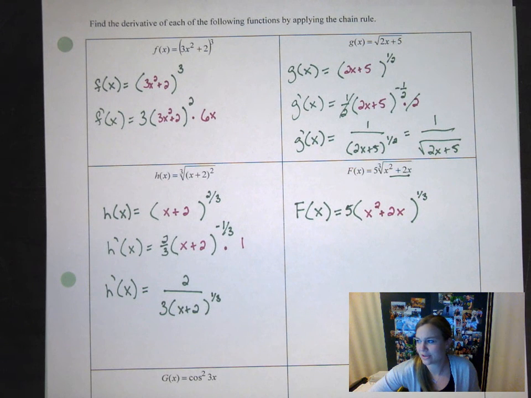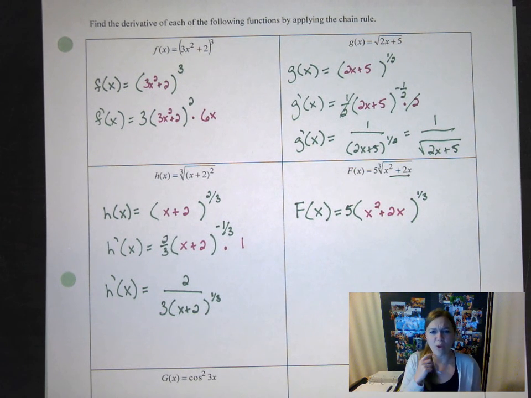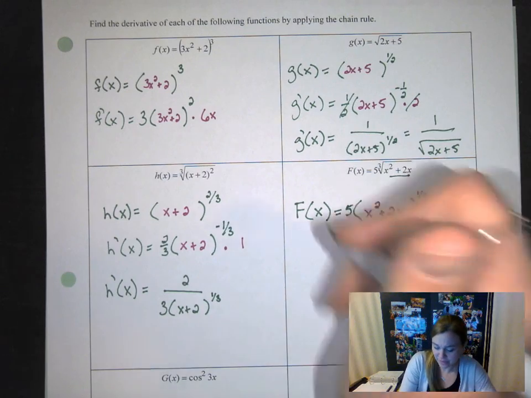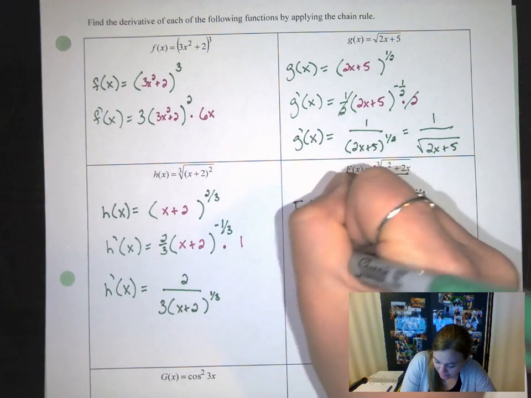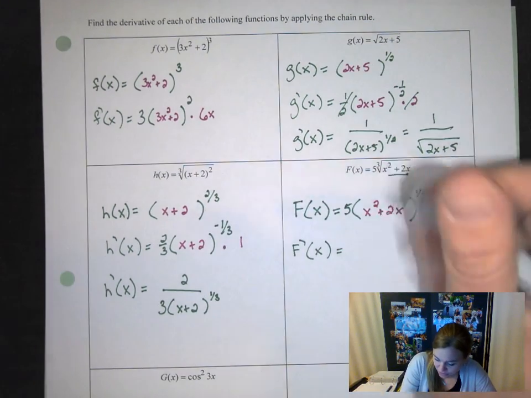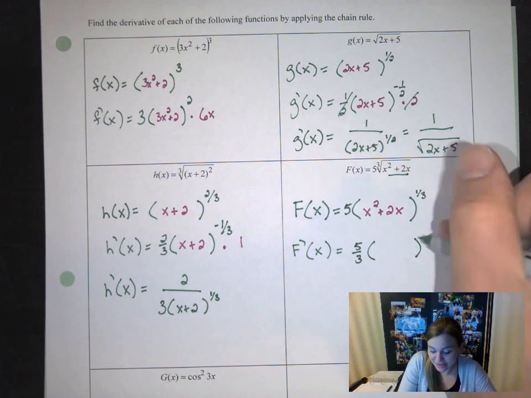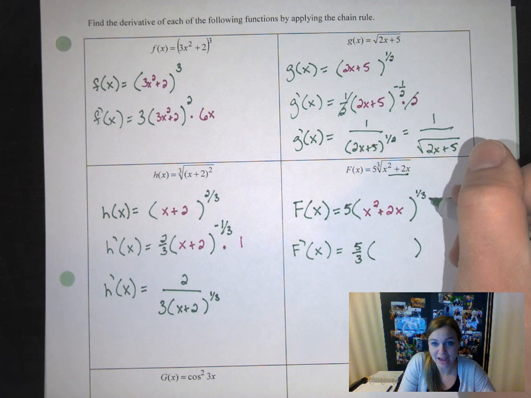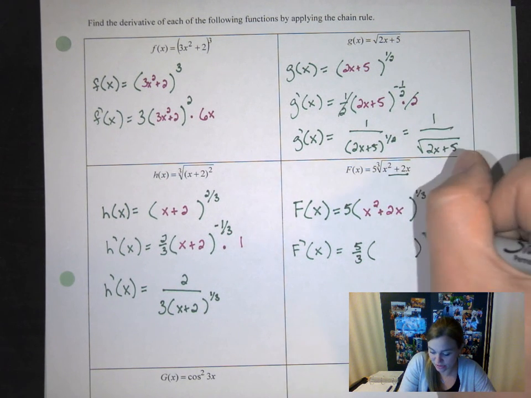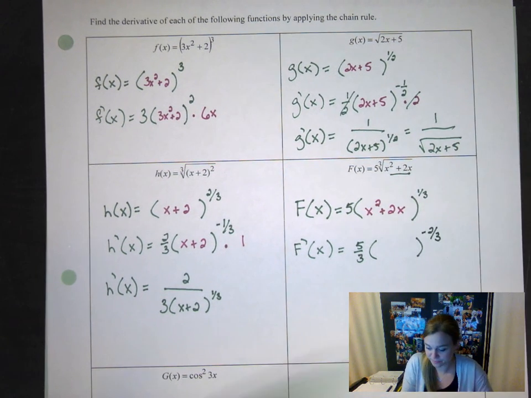My sound isn't working. Nope. Wow. I'm just going to make it. I take the derivative of the outside. 1/3 times 5 is 5/3. I leave the inside alone, and then I subtract the exponent by 1. So 1/3 minus 3/3 is negative 2/3.